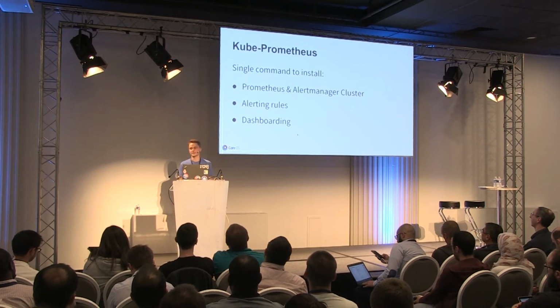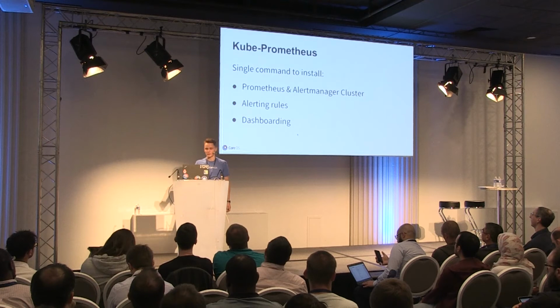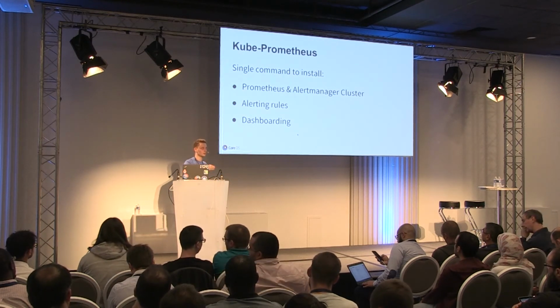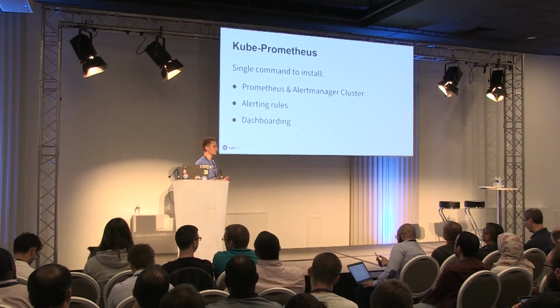So what kube-prometheus gives you is a single command. We'll look into it. It spins up a Prometheus cluster and an Alert Manager cluster. It sets up alerting rules, because it turns out when your master goes down or your API server is down, it doesn't matter if you're Google or a little startup, you always want to be alerted. So we can streamline this and all use the same rules here. And in addition, kube-prometheus sets up dashboarding and so on.